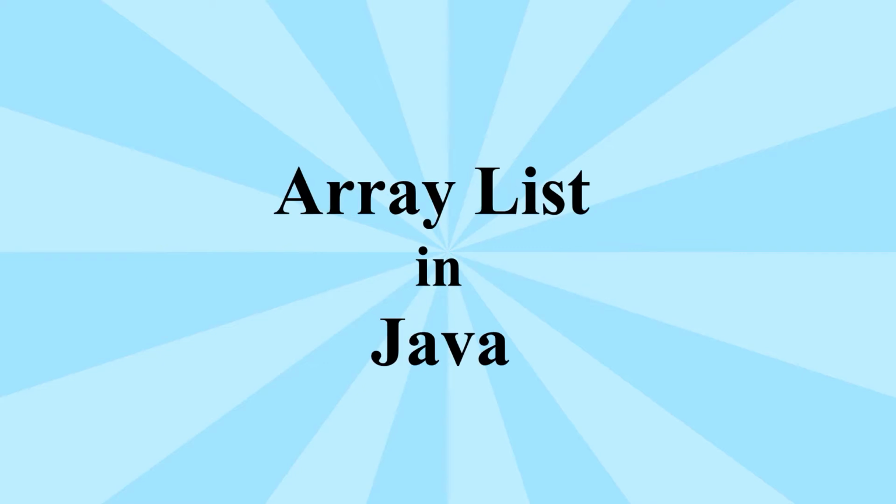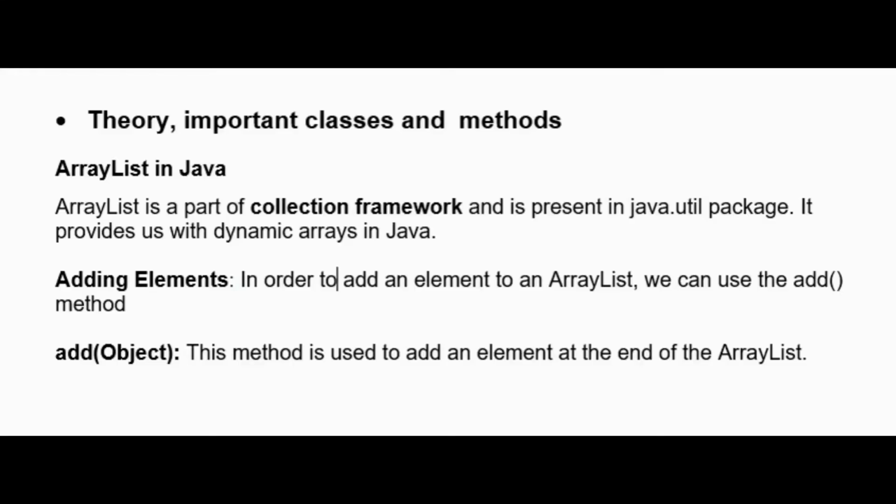As you know, an array is a collection of similar data types. This is another type of array, known as an array list. As you can see on the screen, it has been written that ArrayList is a part of the collection framework and is present in the java.util package. It provides us dynamic arrays in Java.